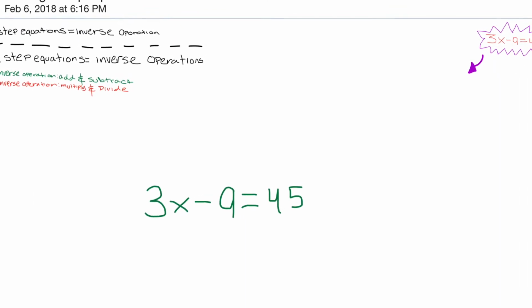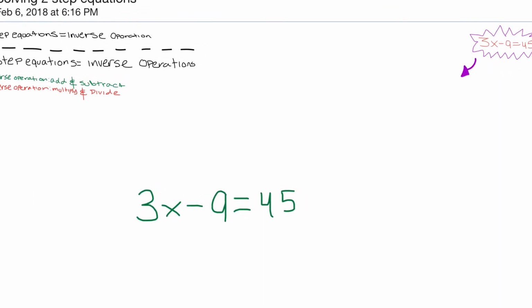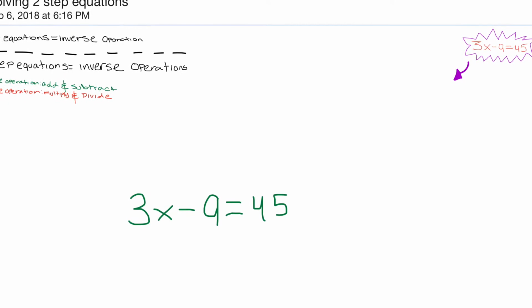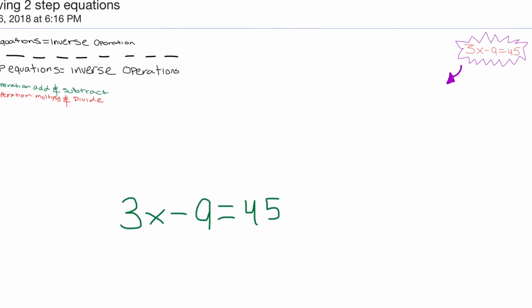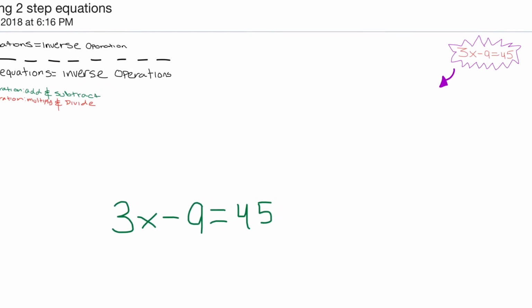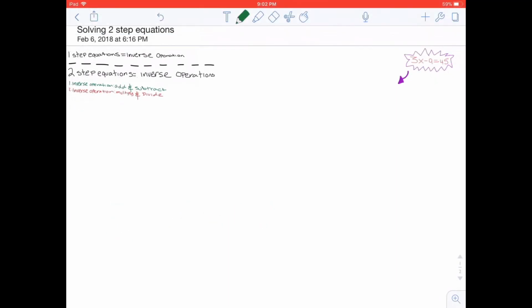As you can see on screen, the problem I will be solving today is 3x take away 9 equals 45. In this clip, I am starting to write my problem out. As I said, our problem was 3x take away 9 equals 45.